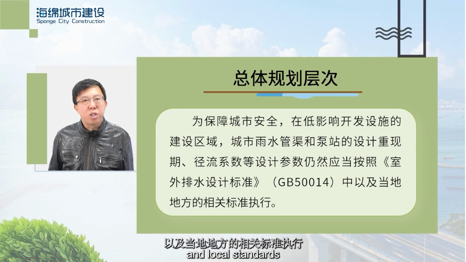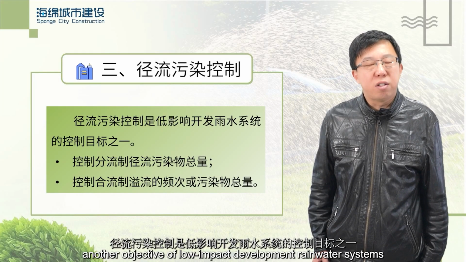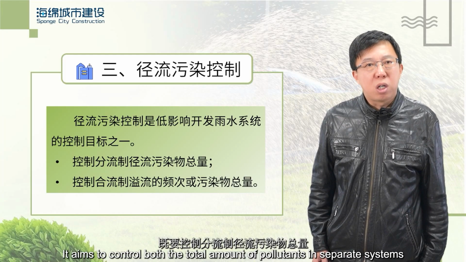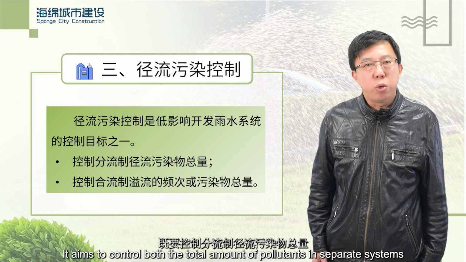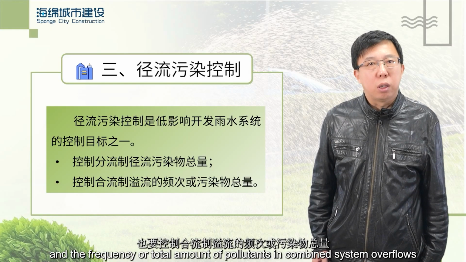In local standards, the third control indicator is runoff pollution control, another objective of low-impact development rainwater systems. It aims to control both the total amount of pollutants in separate systems and the frequency or total amount of pollutants in combined system overflows.